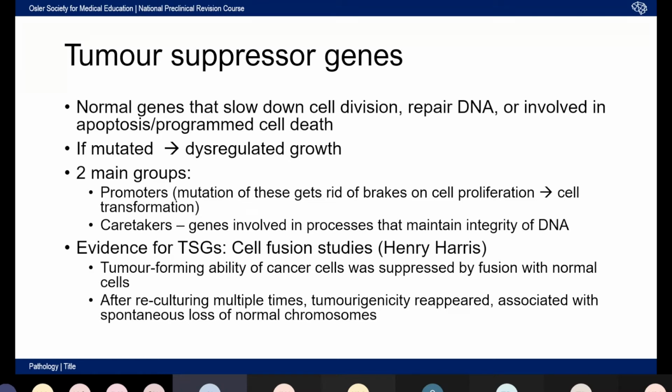But if recultured multiple times, spontaneous loss of chromosomes occurs, and if normal chromosomes were lost, so the ones that weren't from the tumour cell, the ability to generate tumours would reappear, suggesting that there must have been genes encoded on the chromosomes from the healthy cells that were suppressing the tumour. And so this is the recessive nature of the TSGs mutations.